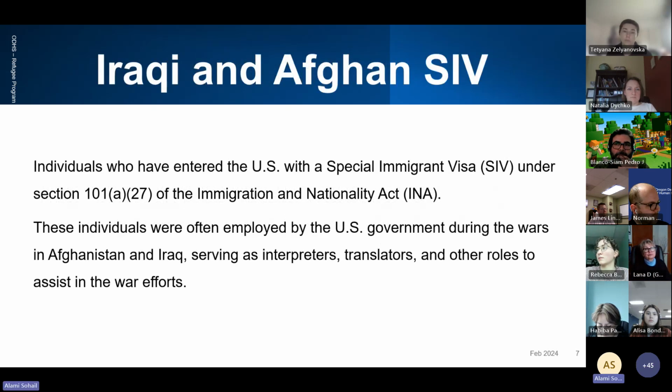Iraqi and Afghan SIVs. So there were a few laws passed by Congress that granted the ability to provide services and benefits to Afghan and Iraqi SIVs. The main section of the INA that actually granted that ability was Section 101(a)(27) of the INA. So these are individuals who were employed by the U.S. government during the wars in Afghanistan and Iraq. They served as interpreters and translators, or sometimes they served in other roles as well.